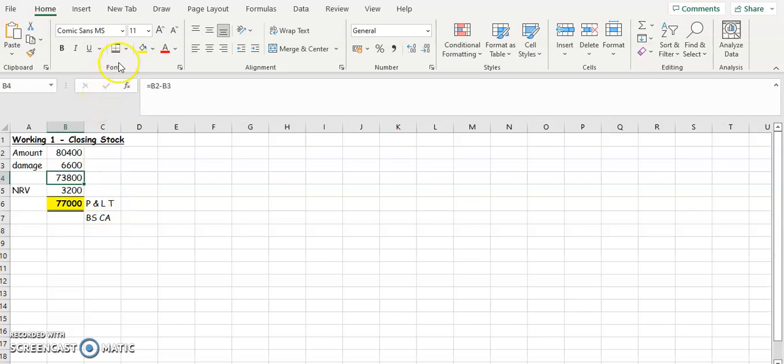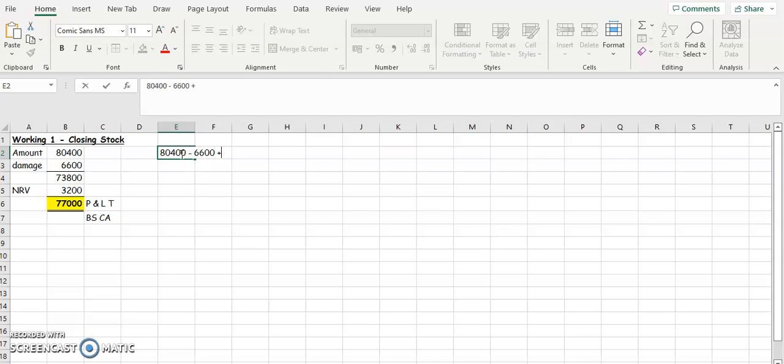Now, the way I've done these adjustments here, if you can find a quicker way of doing it, you can. So you can also go 80,400 minus 6,600 plus 3,200. It might be quicker than doing it the way I do it. I'm just doing this for the purposes of the video.